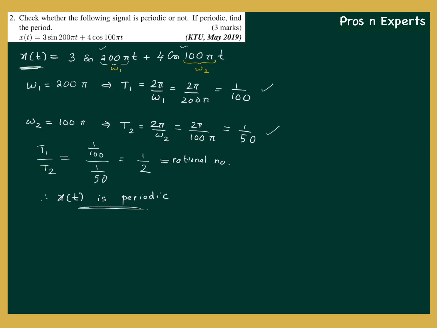Now, what is the time period of this signal? The time period T is given by the LCM of T1 and T2. So that comes to be the LCM of 1 by 100 and 1 by 50.